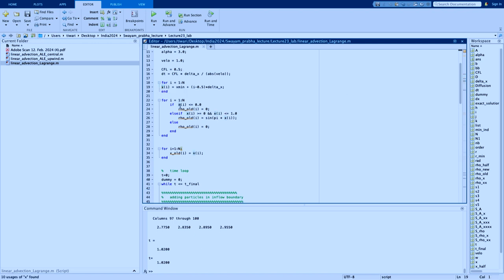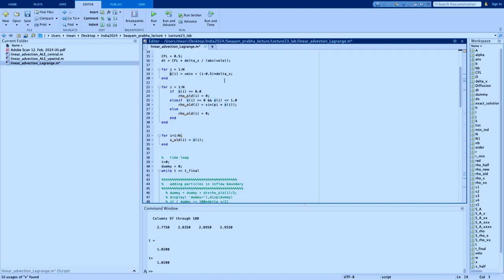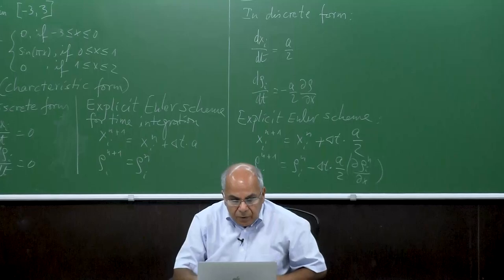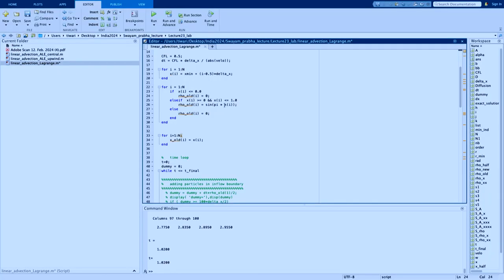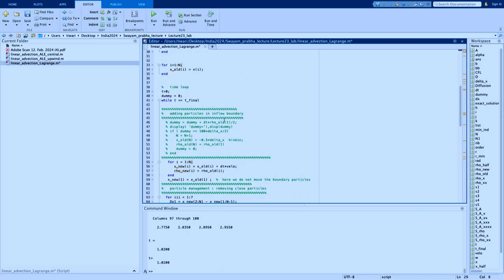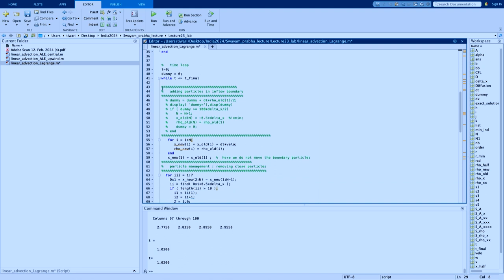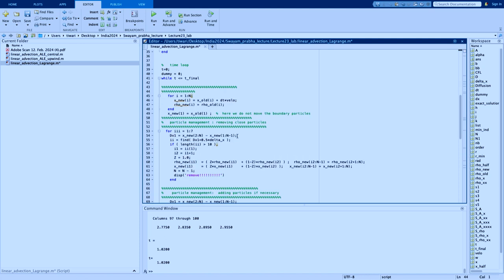So I generate the points here. After I generate the points, I use the discrete form of the initial condition. If x is less than or equal to 0, then my rho old, the old value, because I have rho old as rho n and rho new as rho n plus 1, is 0. Then if it is between 0 and 1, it is sine of pi x, and the rest is 0. So these are just initialization. Now I start with a time loop, which runs while t is less than or equal to t final.